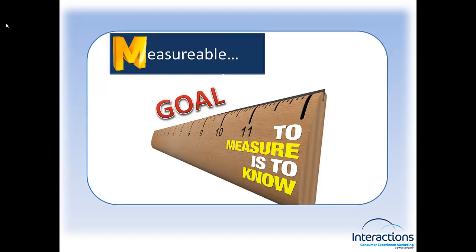The letter M is for measurable. Goals are measurable when you can quantify them. In this step, the objective and goal needs to have criteria that you can measure and assess.